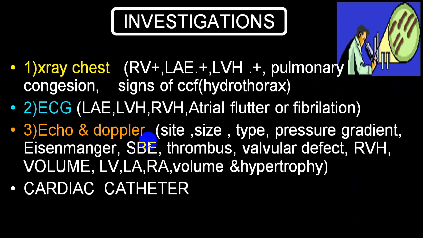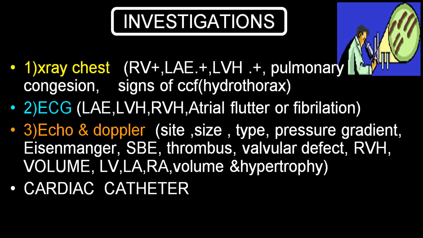Presence of infective endocarditis, thrombus formation in LA, if there is any associated valvular defect, or if there is any atrioventricular septal defect, AS, AVSD can also be identified. You can identify right ventricular pressure, reversal you can pick up, as well as ventricular size, ventricular pressure, all can be easily identified by good echo with Doppler.